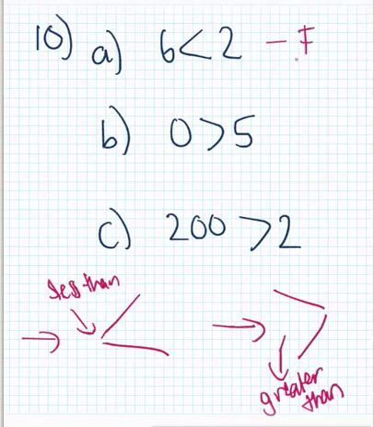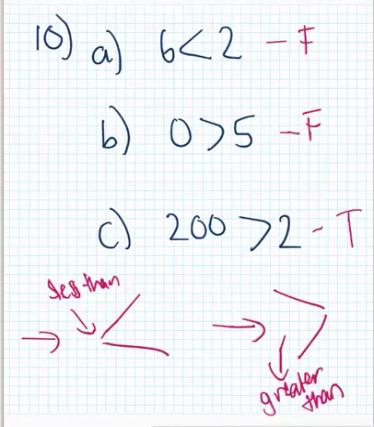Let's try this one. 0 is greater than 5. We hit the bigger gap first, so 0 is greater than 5. No, we know that's also false. 5 is greater than 0. And last one, we've got 200. Bigger gap first, so 200 is greater than 2. Well, we know 200 is bigger than 2, so that is true. So C is the only one that was true.